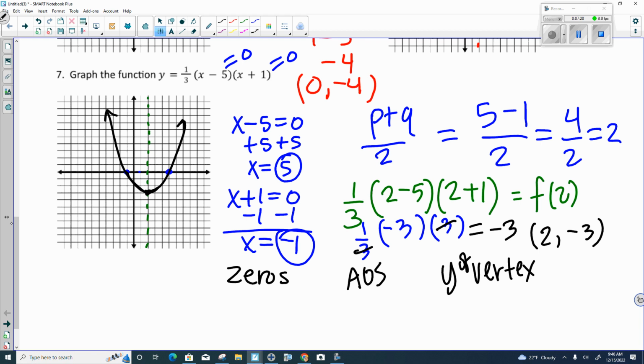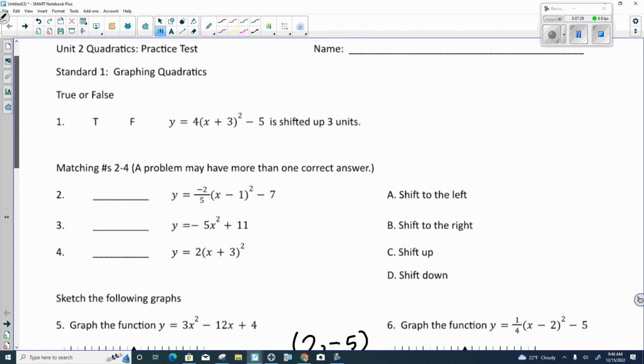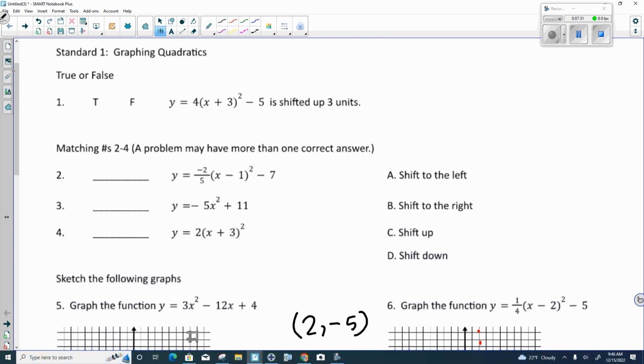Okay, any other requests? Again, we'll do all of them. Any of you want to see right now? Okay, let's go back up to number 1. True or false? This is shifted 3 units up.